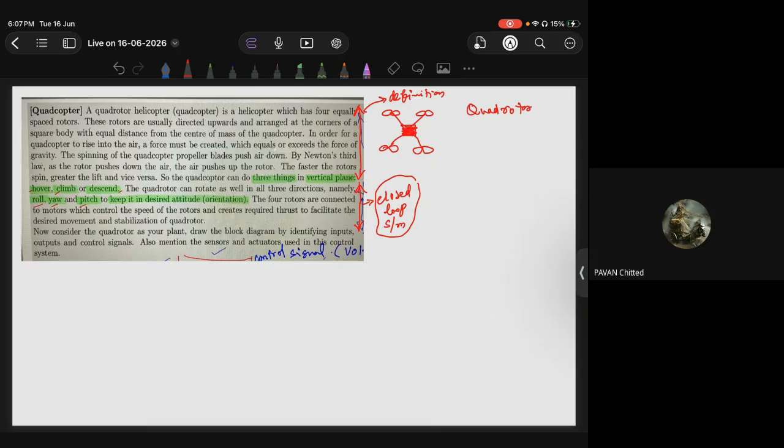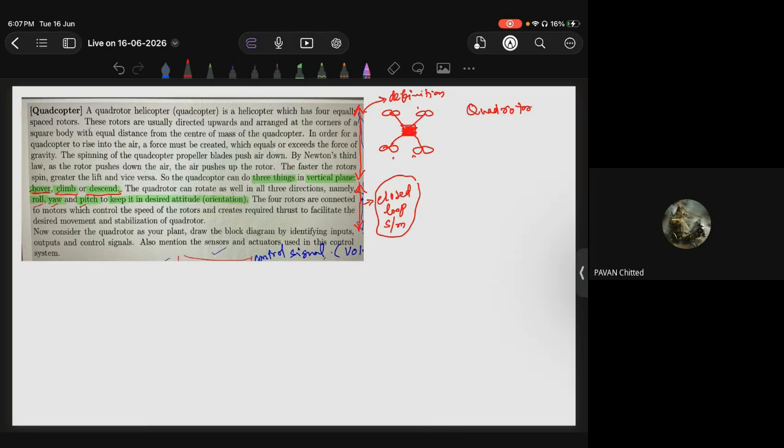Based upon the pair of motors, let's say these two pairs, if you apply the clockwise direction or anti-clockwise direction, then as per Newton's third law the opposite force shall be created. Accordingly the quad can move up and down. If it stays at the same location, we call that hover. Going up is called climbing, and coming down is called descending.